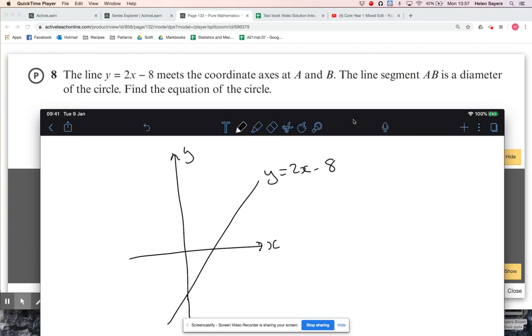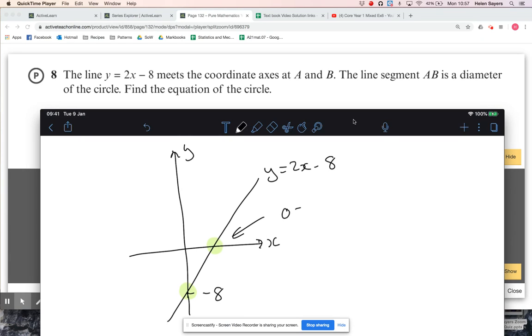Okay, and it meets the coordinate axes there and there. Well, if the equation is y equals 2x minus 8, then I know straight off that that's minus 8. Where it meets the x-axis is where y is 0. So I just need to solve that to get that x is 4. Okay, so that's A and B. It doesn't actually say which is which, but it doesn't matter for this question.